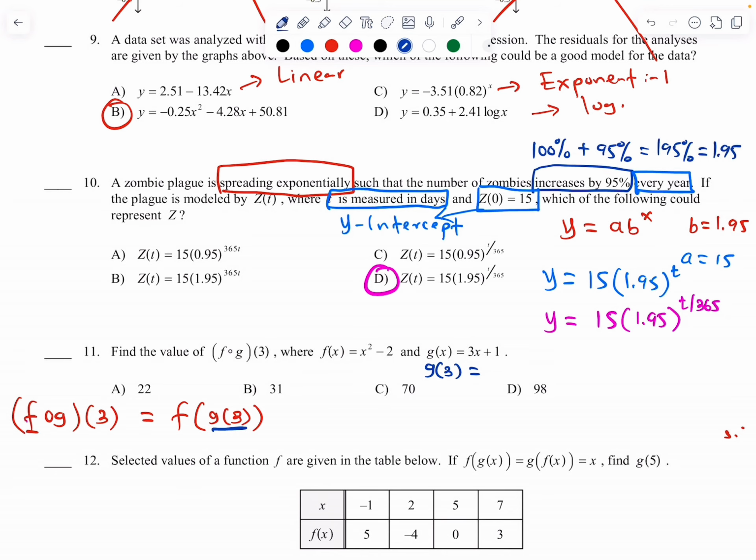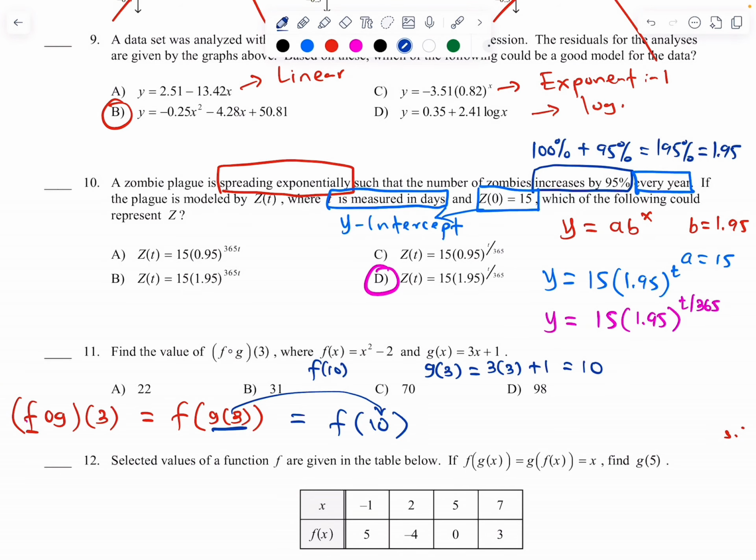If I evaluate g of 3, I'm going to have 3 times 3 plus 1, and this one gives me 10. Now I know f of g of 3 is f of 10. I have to find f of 10.